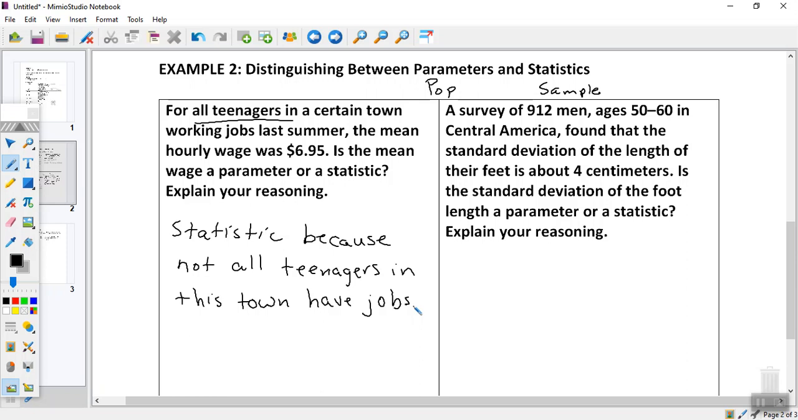Okay. Sam? Well, I was going to guess that there's not only 912 men aged 50 to 60 in Central America. So you're thinking in the whole country of Central America, there might be more than 912 men aged 50 to 60?